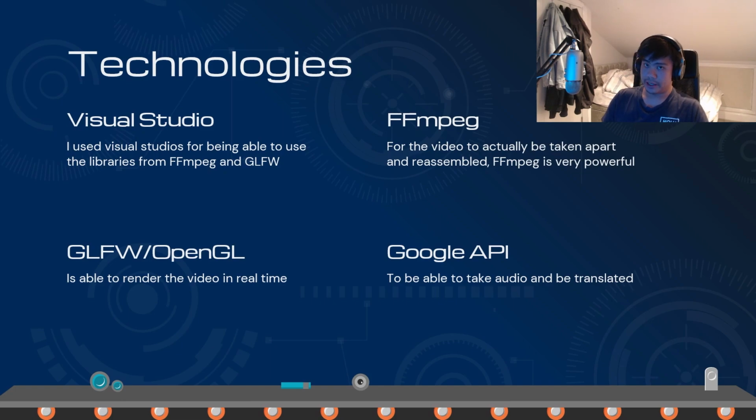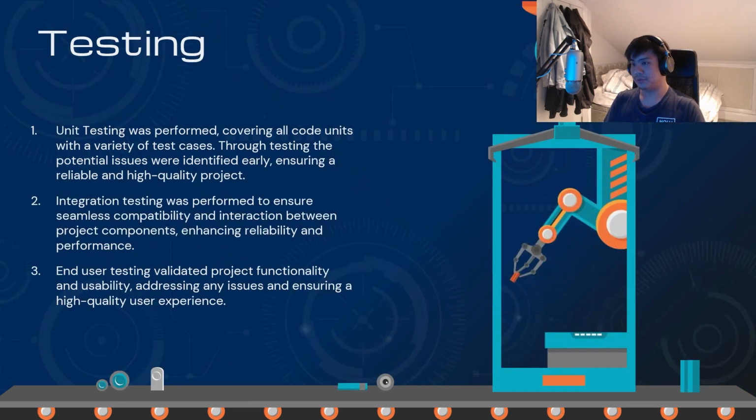And the Google API, like I said before, this is the part where I wanted to use Google's API transcription, where it would be able to take the audio from the video, transcribe it, and make it into an SRT file, which is the subtitles, and then that file would be placed on top of the video.